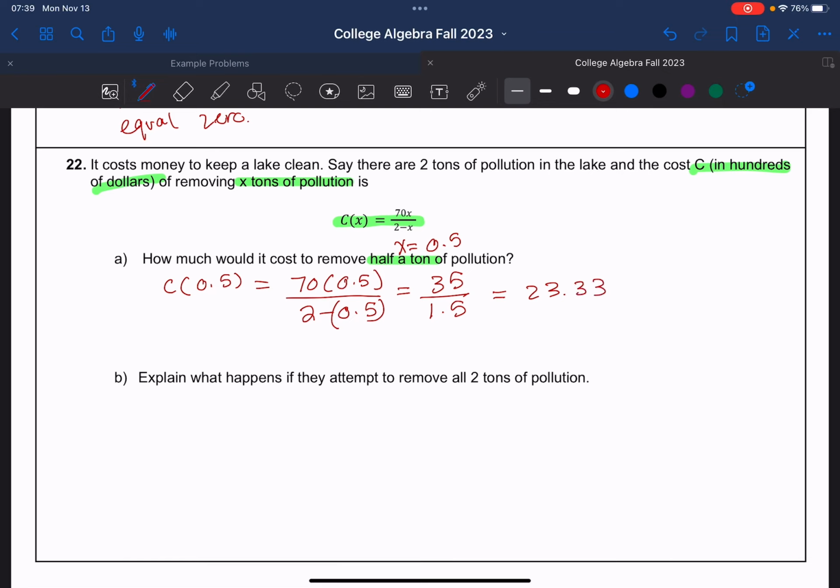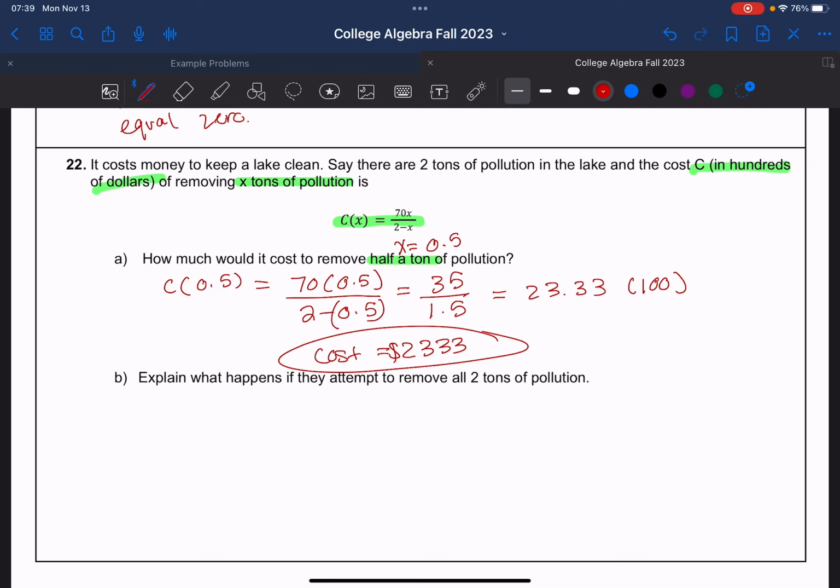Okay. But remember, our cost is in what? Hundreds. So what are we multiplying that number by? 100. So that means the total cost is going to equal $2,333. For these applications on the rational equations, all the applications are going to be simple like this. It's just plugging in a number.